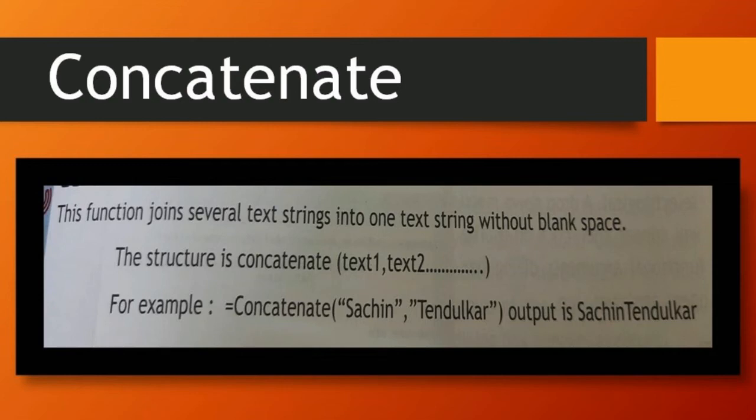Next one is concatenate. This function joins several text strings into one text string without blank space. The structure is CONCATENATE(text1, text2). For example, =CONCATENATE("Sachin","Tendulkar"). Output is SachinTendulkar.